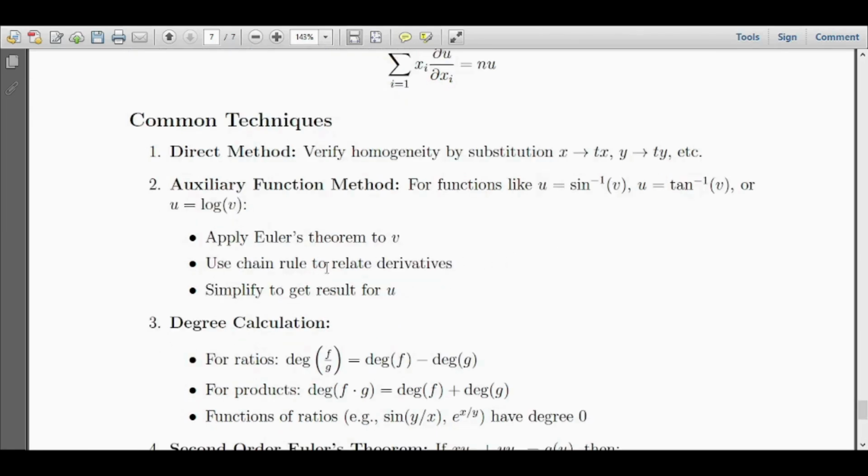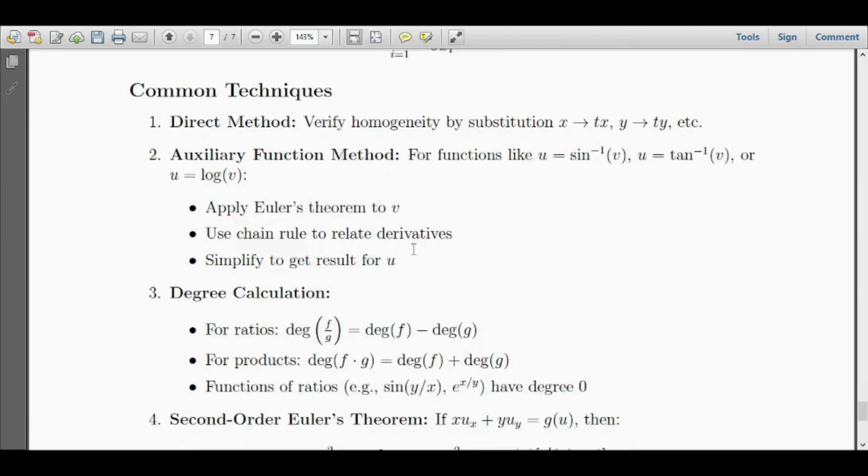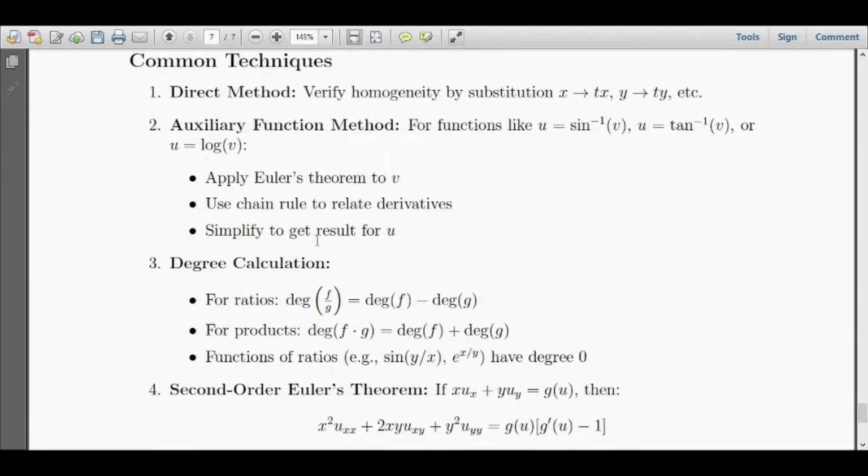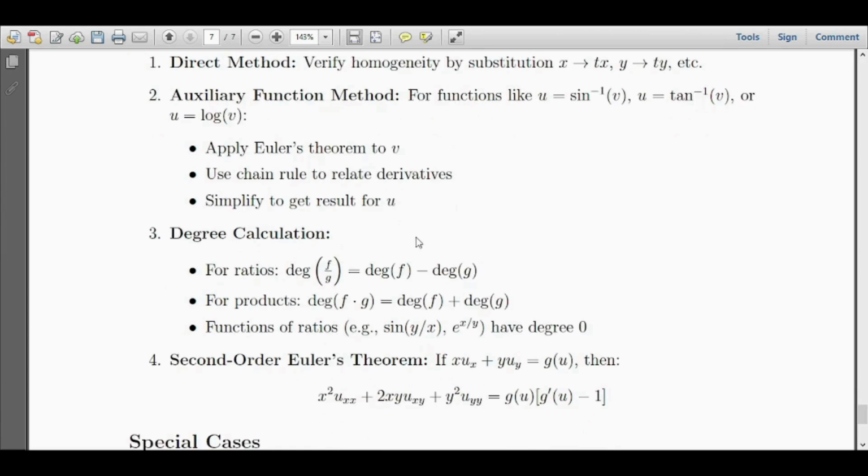Next we use the chain rule for derivatives. That formula is x ∂u/∂x + y ∂u/∂y equals n times f of u by f dash of u. There we will use the chain rule: the derivative of sin u is cos u into ∂u/∂x, and similarly for ∂u/∂y. Simplify to get the result for u.